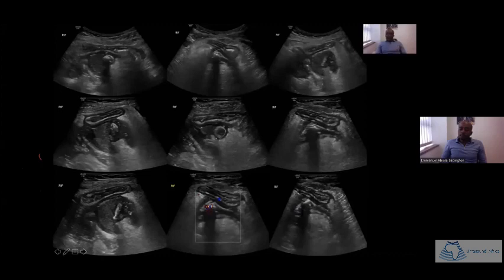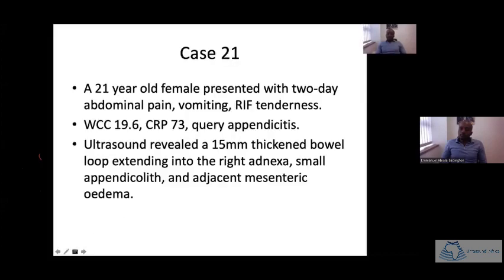So that's most likely causing a mechanical obstruction of the appendix, which irritates the wall, leading to inflammation. In another case, a 21-year-old female presented with 2-day abdominal pain with some vomiting and right iliac fossa tenderness. The WCC was raised, CRP was raised, everyone suspected appendicitis. Ultrasound was requested to rule out appendicitis.